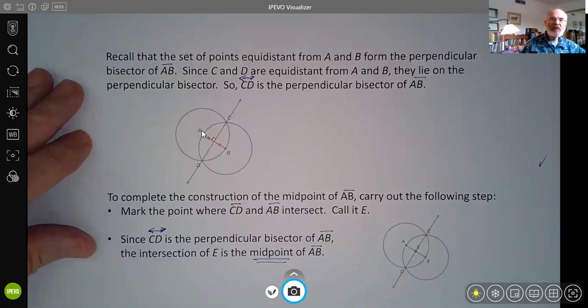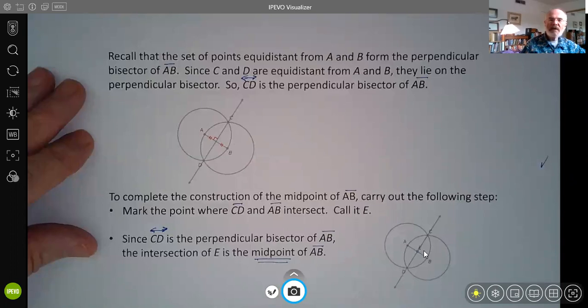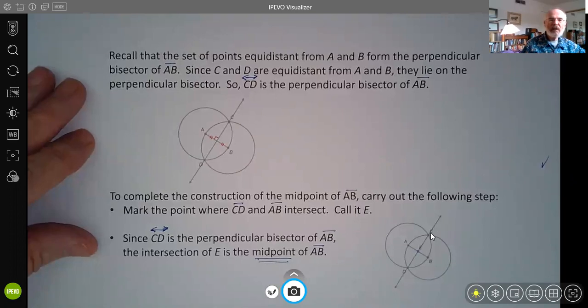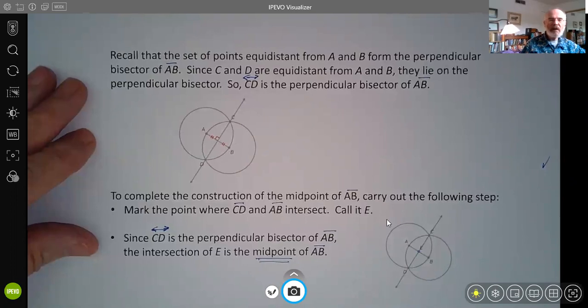Similarly, C, if we were to go back and look at those triangle lines, we already know that the distance from A to C is the same as the distance from B to C, and we know the distance from A to D is the same as the distance from B to D. So this line, CD, has to help form the perpendicular bisector. It's at a 90-degree angle, as we've shown here. So you can read through this.